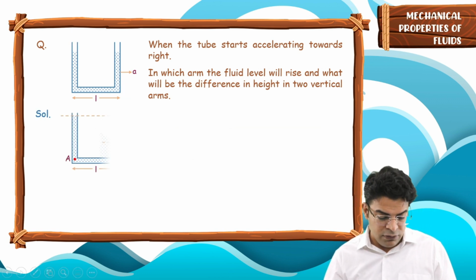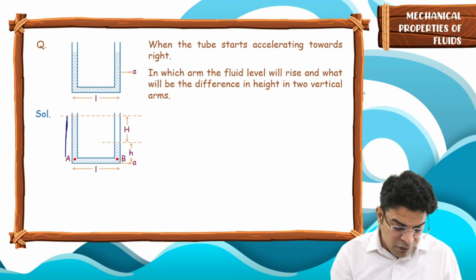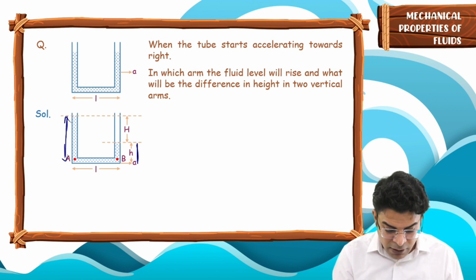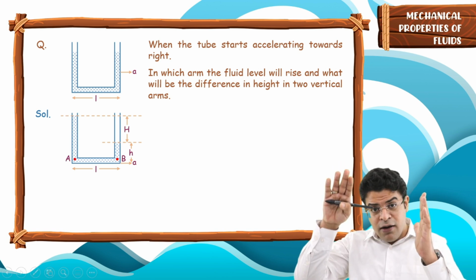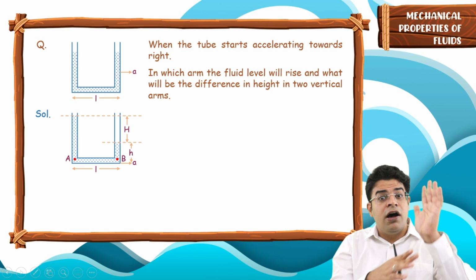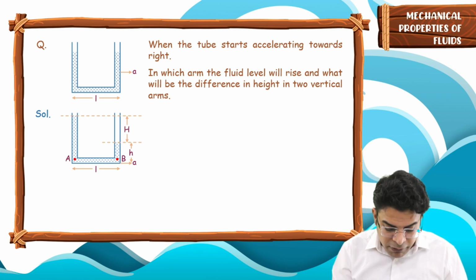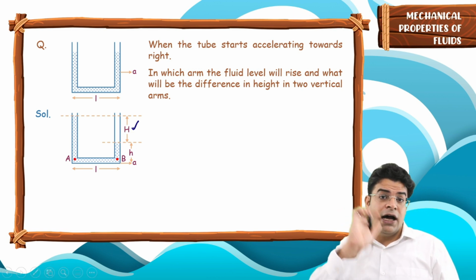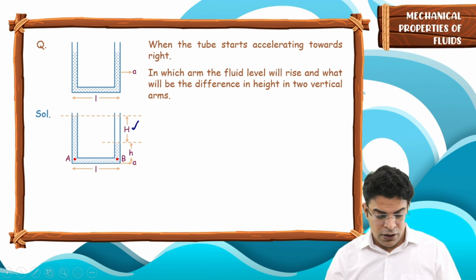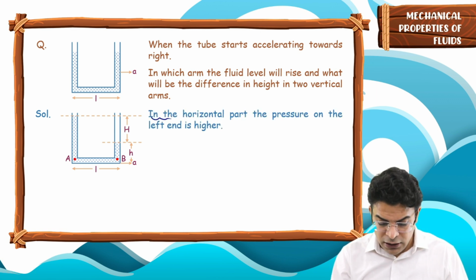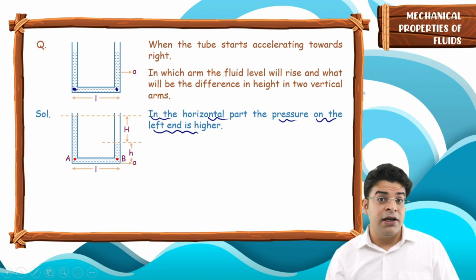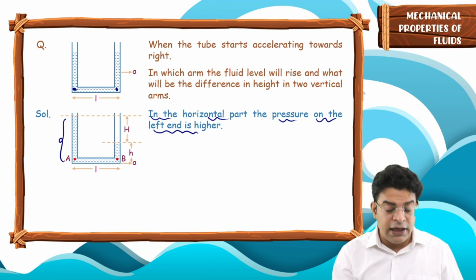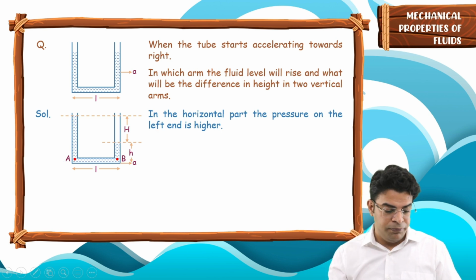So finally, let's say the fluid level above A is higher than the fluid level above B by a height h. So the fluid level on the right arm will decrease and the fluid level in the left arm has to increase. Now our mission is to find this difference in the height. So how to find this? In the horizontal part the pressure on the left end is higher, so this fluid level has to be higher in the left arm.